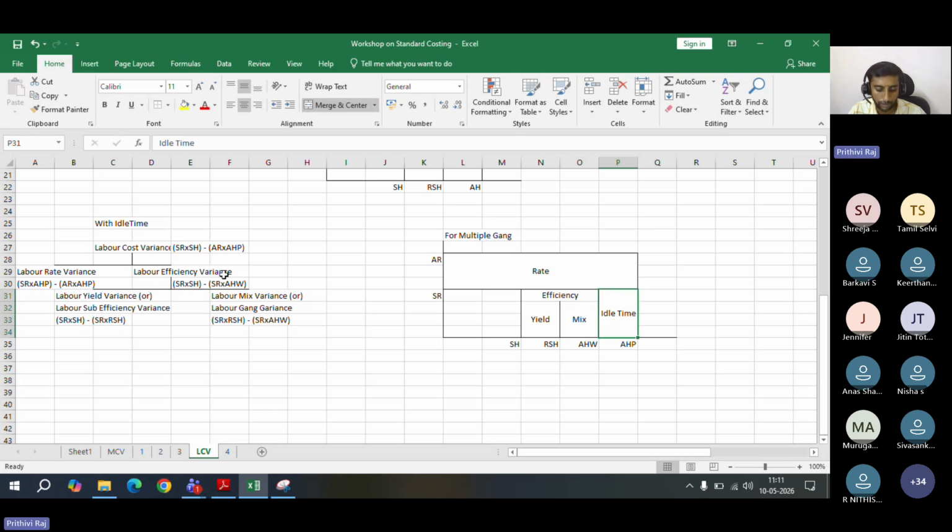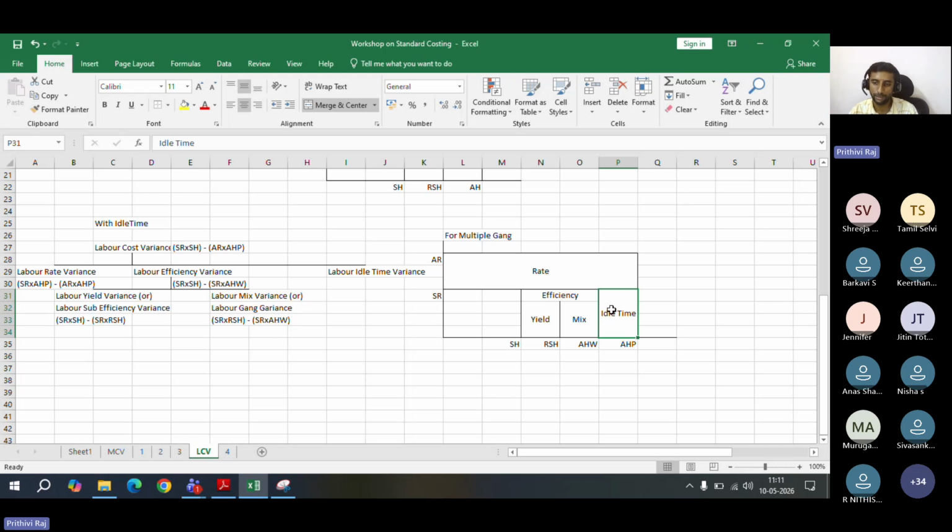So there will be labor efficiency, labor rate, and the third one will be labor idle time variance. Now, anyone try the formula for idle time? By this time, you would be an expert in deriving the formula out of the graph. Just unmute yourself and tell the formula for idle time. Don't be shy. Just be active.